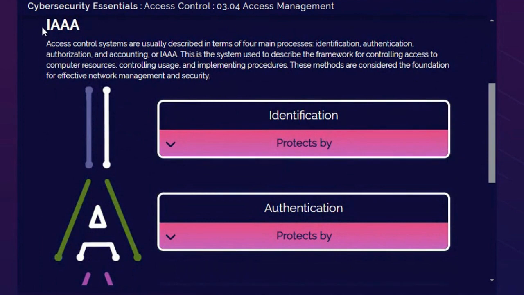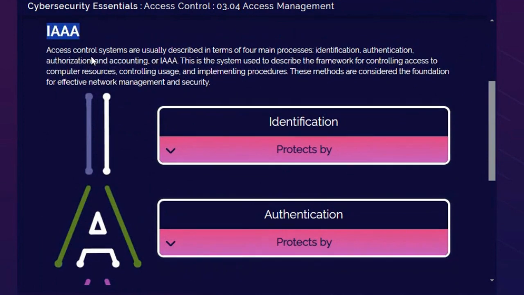Here's another acronym for us, the IAAA. Access control systems are usually described in terms of four main processes: identification, authentication, authorization, and accounting, the IAAA. This is the system used to describe the framework for controlling access to computer resources, controlling the usage, and implementing procedures. So these methods are considered the foundation for effective network management and security.